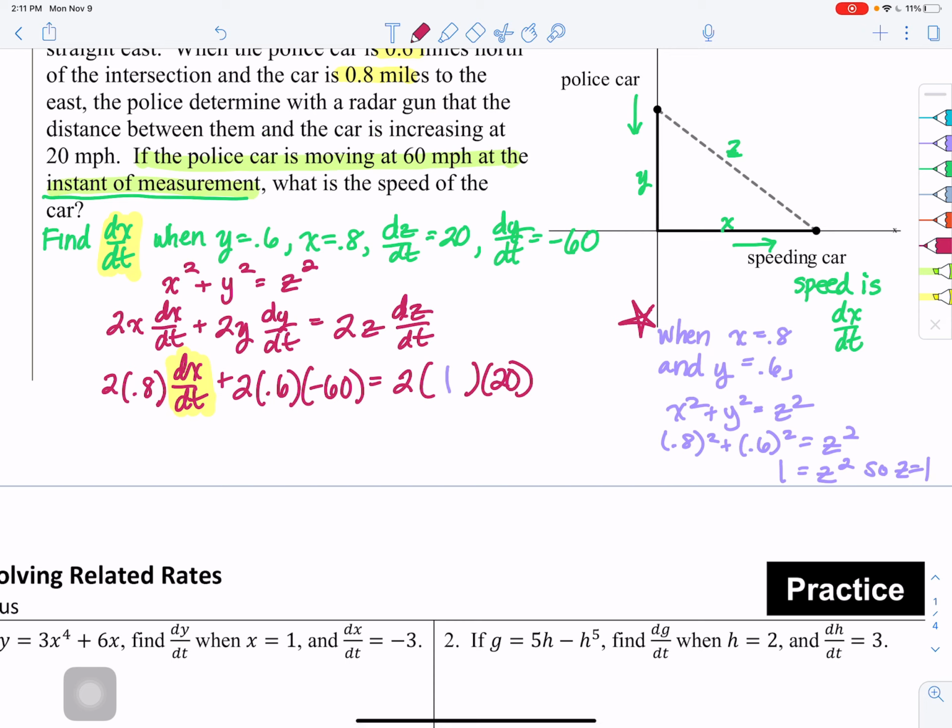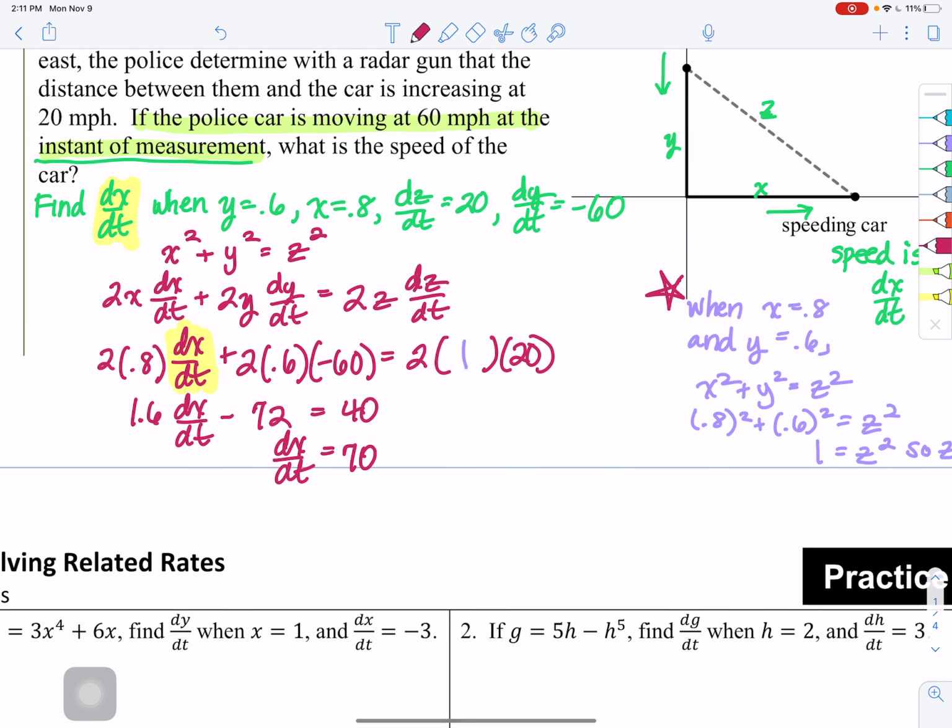And if you go ahead and multiply these out, I got 1.6 times dx/dt minus 72 is equal to 40. And if you solve that, you'll get dx/dt is equal to 70. And it's miles per hour, but let's just look at this. X is in terms of miles, right? These are miles. And time is in terms of hours. So we have miles per hour. So that concludes this video.